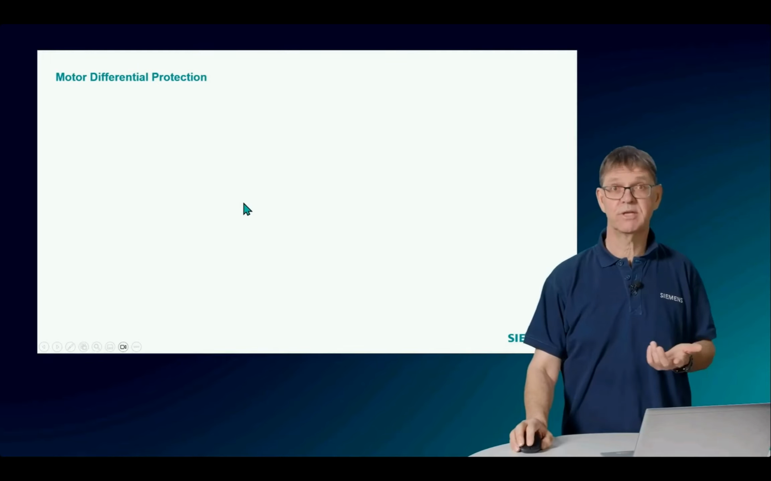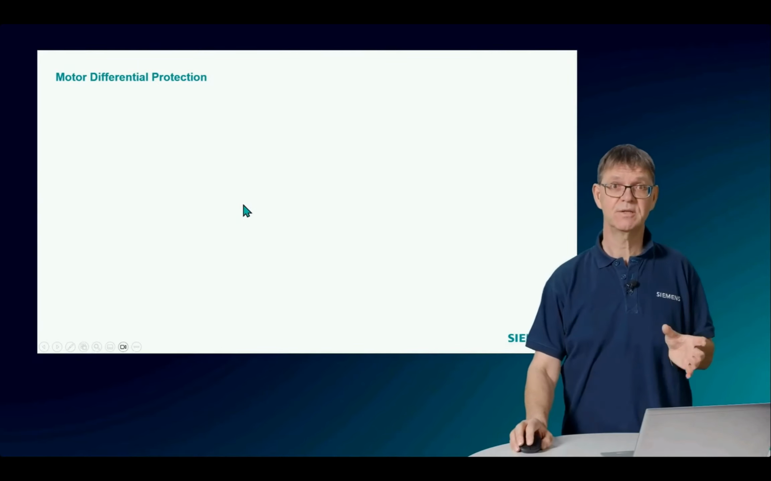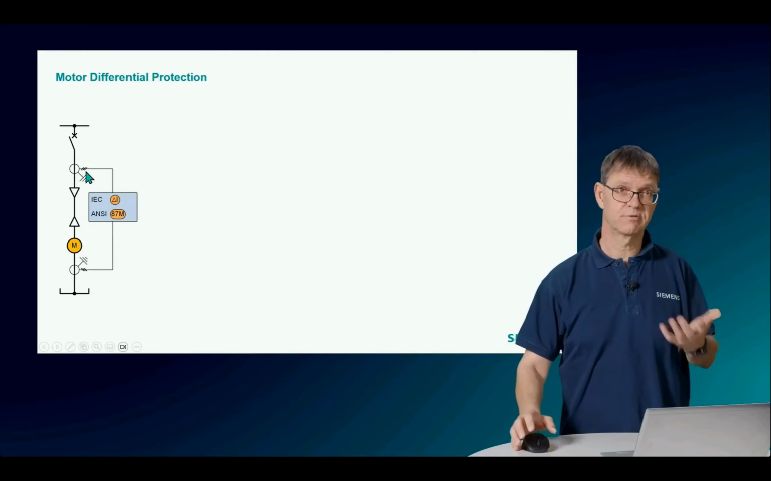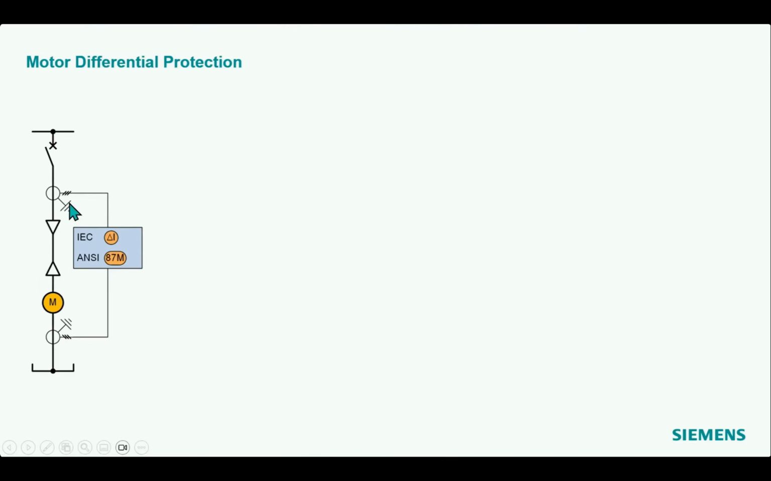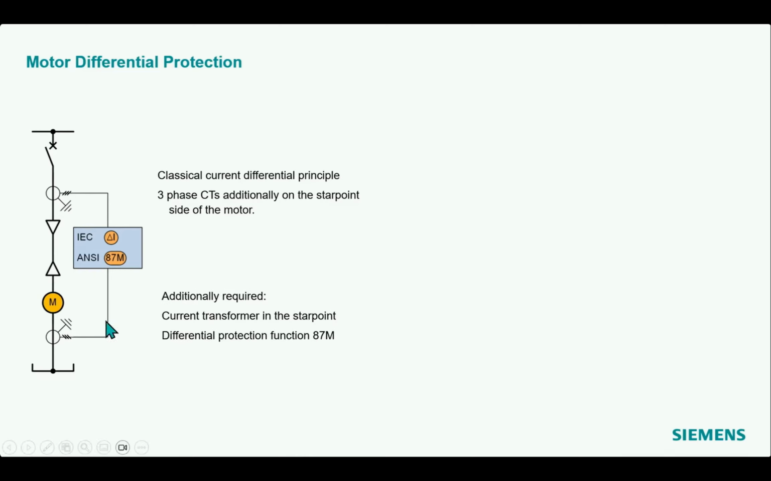So the differential protection is much better in that regard. For the differential protection, I need two current transformers. Here, additionally to the current transformer on the line side, I have the three phase currents on the star point side. And in the relay, I make the differential protection with a special function, the 87M. This is the classical differential principle, and we see we need additionally the current transformers in the star point, so three phase current transformers. This is the additional effort on top of the protection function which I need.